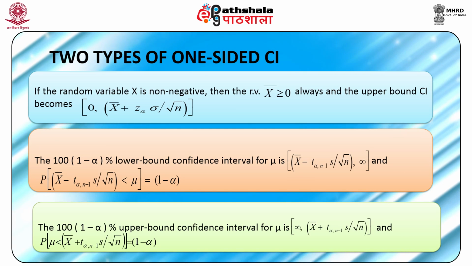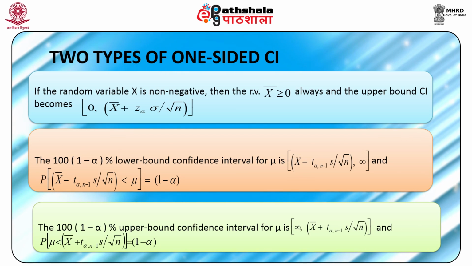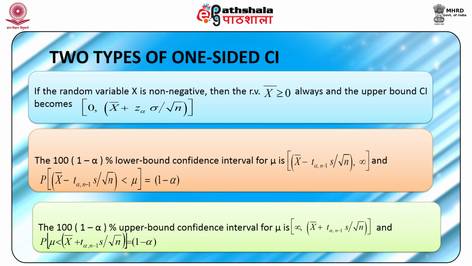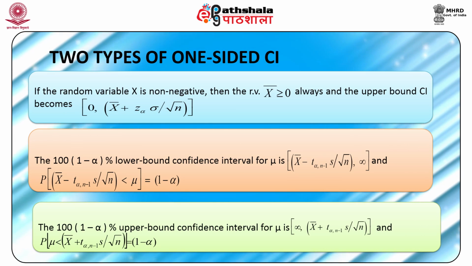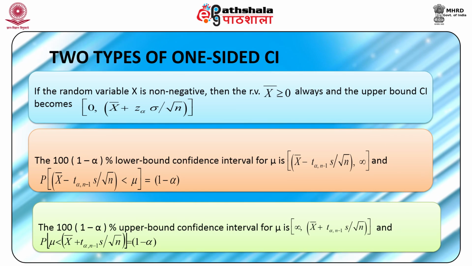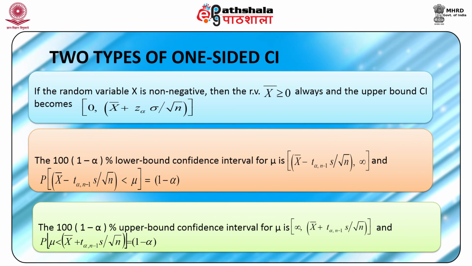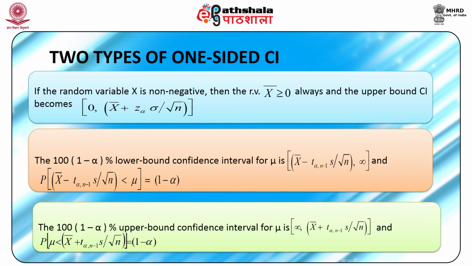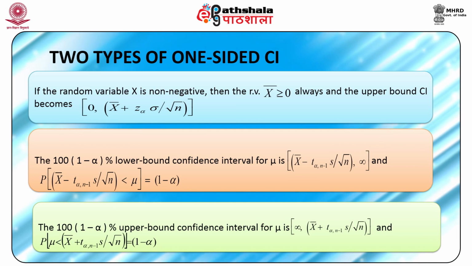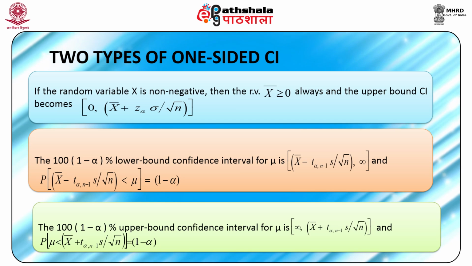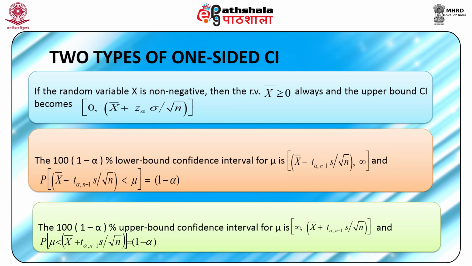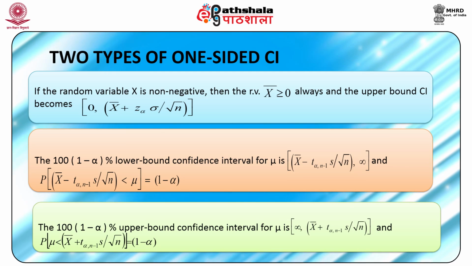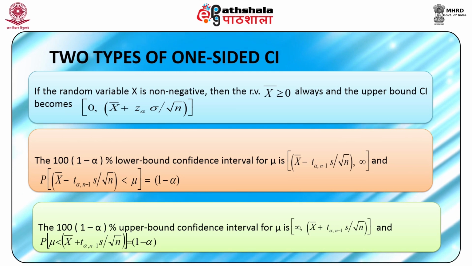In that case, the 100 into 1 minus alpha % lower bound confidence interval for mu is x bar minus T alpha n-1 into S upon root n, and infinity, where alpha is the area in the lower tail of the T n minus 1 distribution, and probability of x bar minus T alpha n minus 1 into S upon under root n being less than mu is equal to 1 minus alpha.